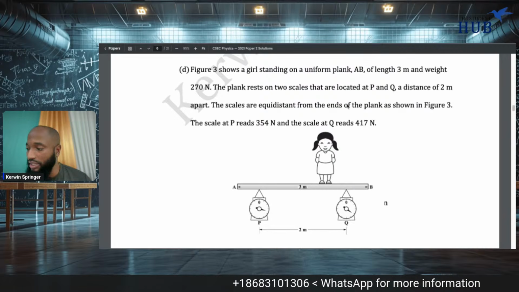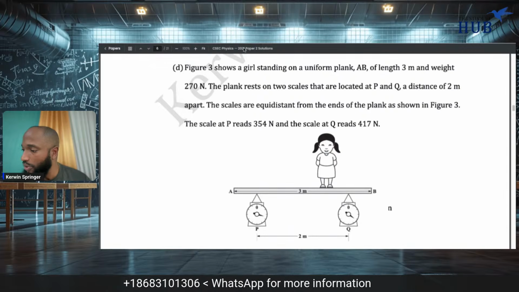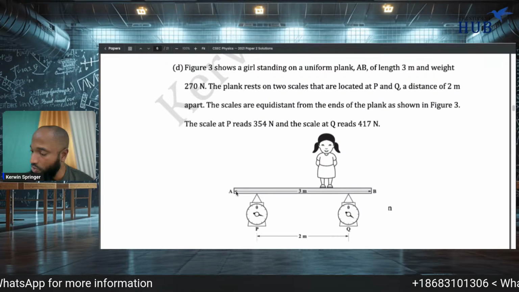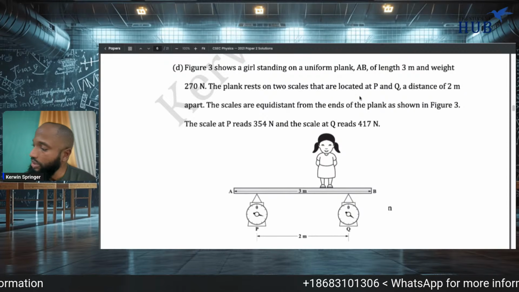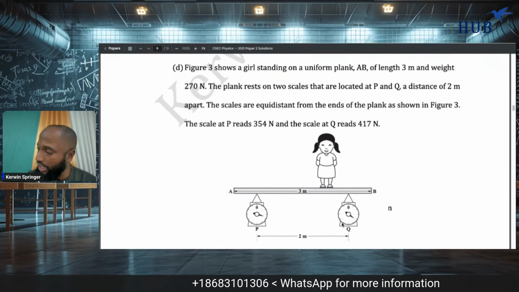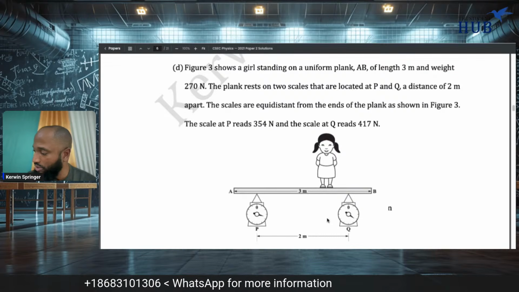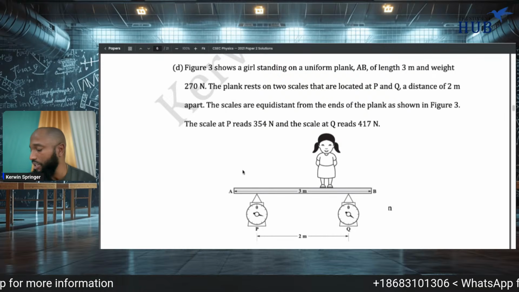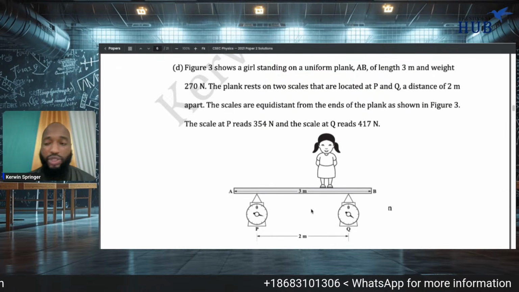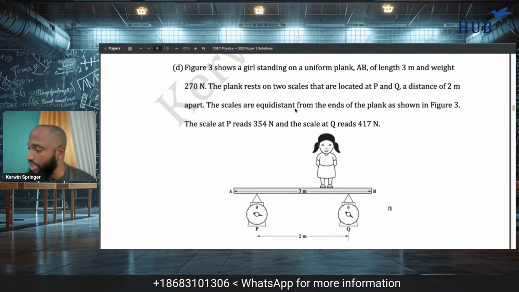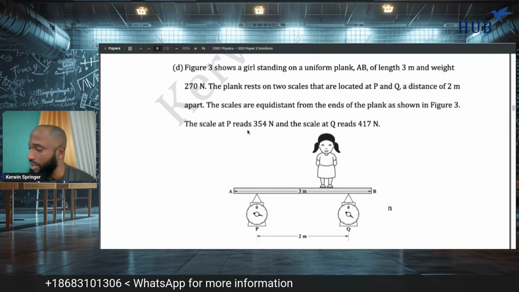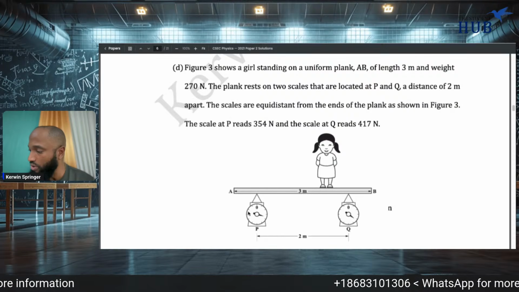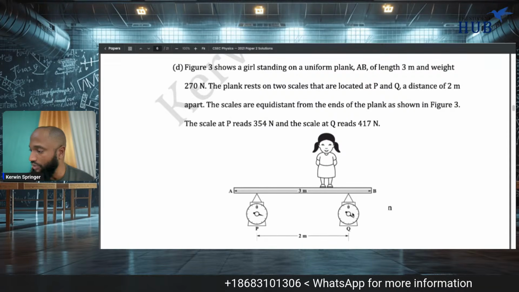So let's go. Let's lock in on this, YouTube. Let's see if you can figure this out. The weight of the plank is 270 newtons. So that means 270 newtons is right here at the center, 1.5, right? The plank rests on two scales, 2 meters apart. So if it's 2 meters apart, how much is hanging over on this side? 0.5 and 0.5 would make the additional 1. Everybody understand how this is working? What else? The scales are equidistant from the ends of the plank. The scale reading: this one is 354 and this one is 417.